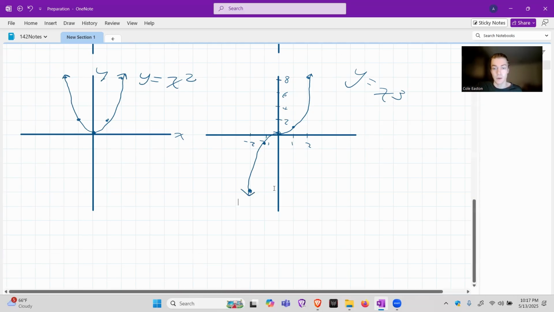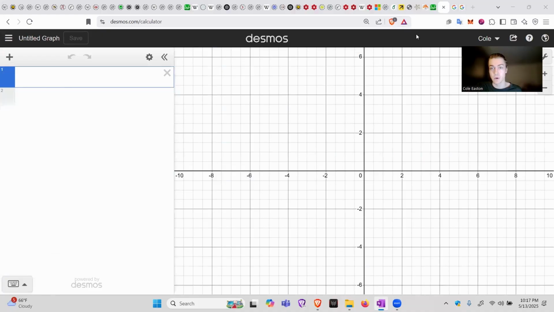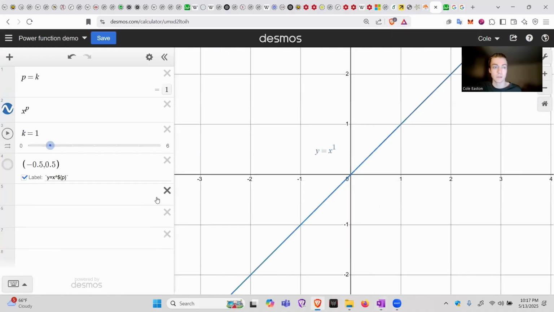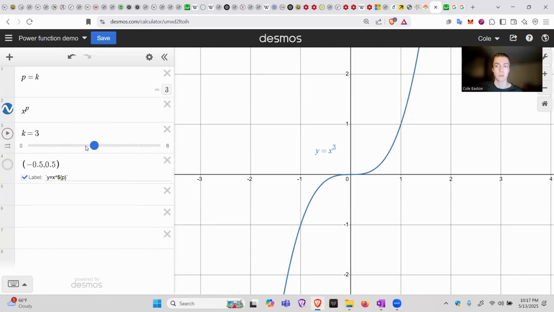Okay. Now I also have a Desmos of some of these, just so we can get kind of a slightly better idea than my sketches. Okay, so x squared, we know this one. X cubed looks like this. And we're going to look at some higher powers too, because they may occasionally come up.